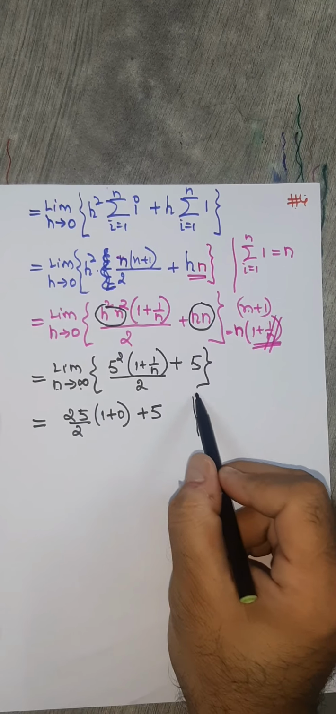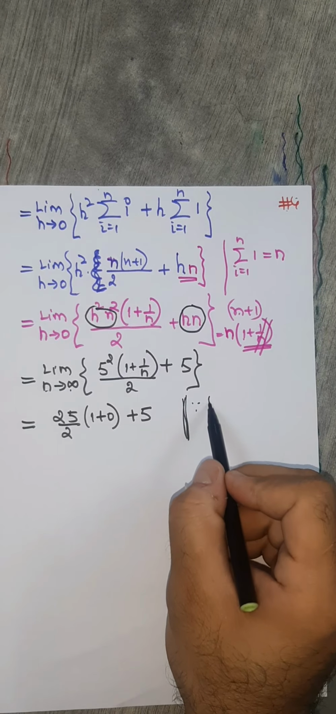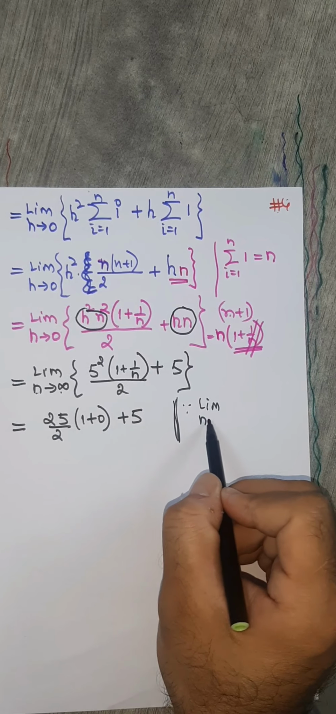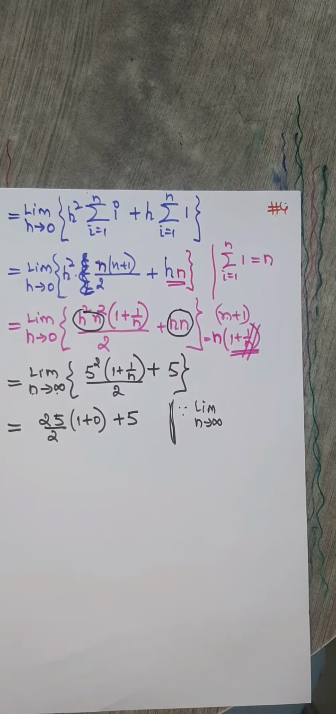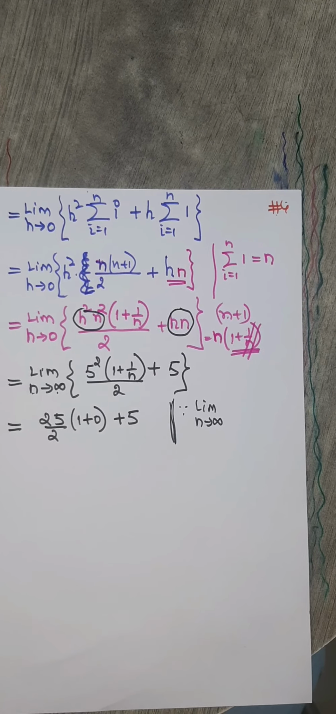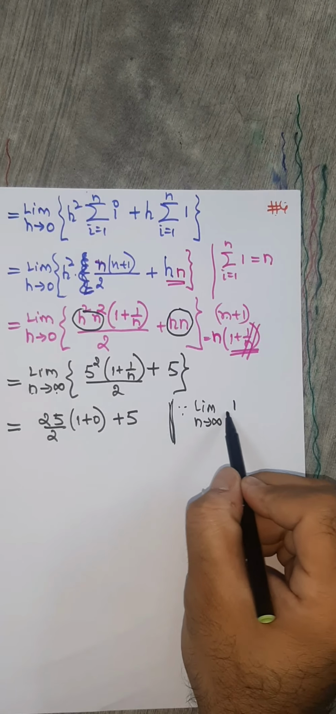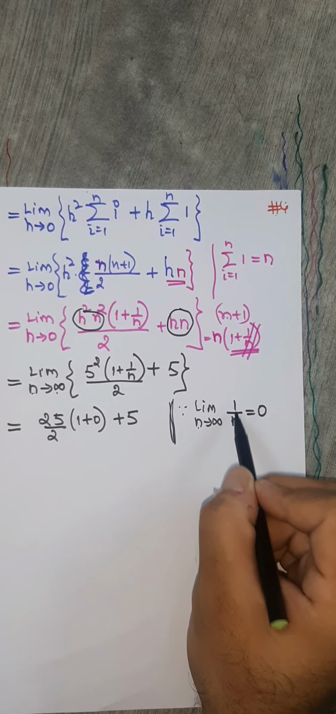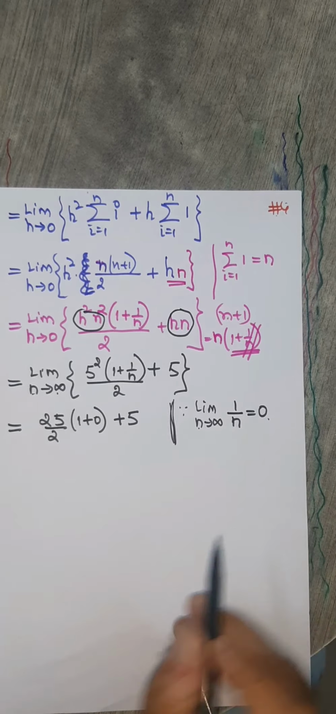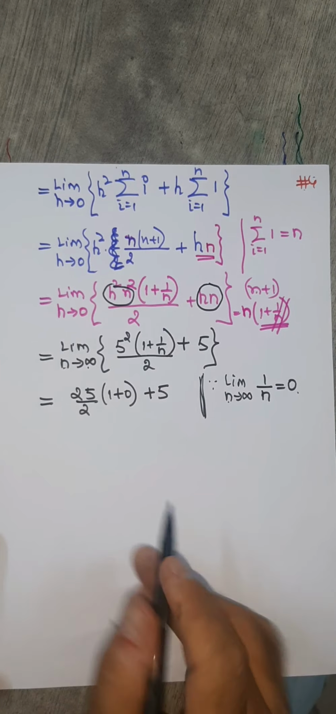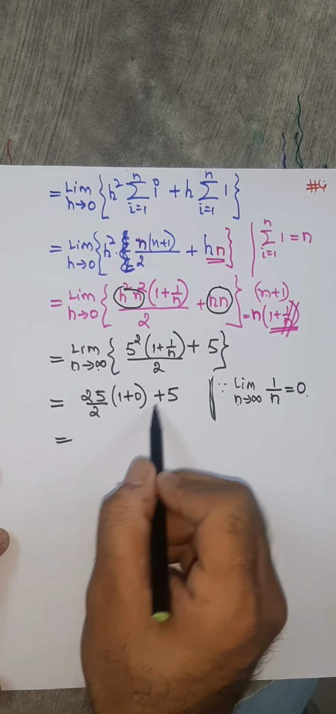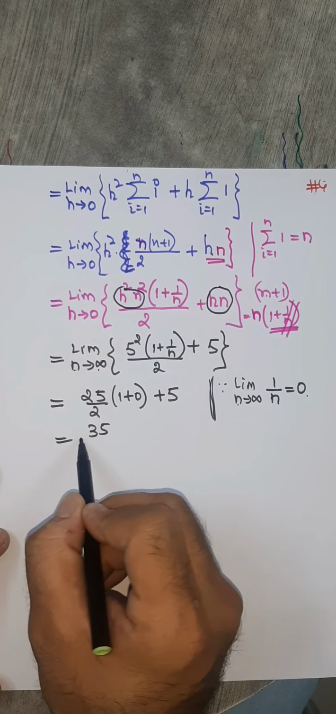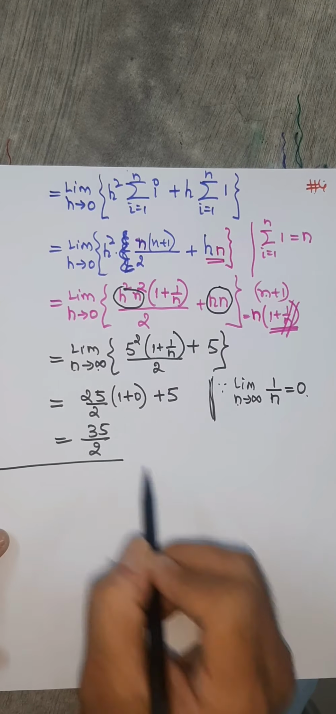What I've used here is this concept, which I probably explained in 11th standard. N tends to infinity, 1 upon n is always 0. It's quite obvious. If n is a very large number, 1 upon a very large number is very small. So this is 0, remember. So what do we get finally? 10 plus 25, that is 35 by 2. This is the value of the integral.